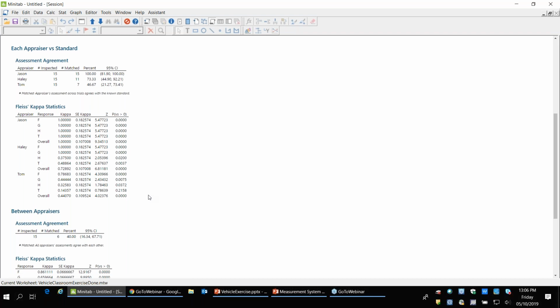Okay, next question is, can a nominal attribute R&R method be used for an audit form with 12 parameters to check? Yes, no, questions? Yes, absolutely.